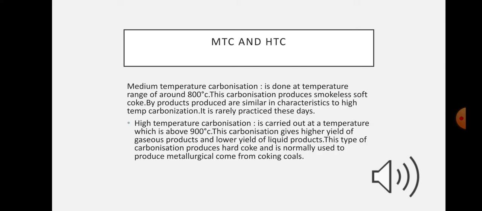And next is high temperature carbonization, which is carried out at a temperature range above 900 degrees Celsius, and this carbonization gives higher yield of gaseous products and lower yield of liquid products. But in case of LTC, the liquid products are more as compared to the gaseous products, whereas in high temperature carbonization, the gaseous products have higher yield as compared to the lower yield of liquid products.